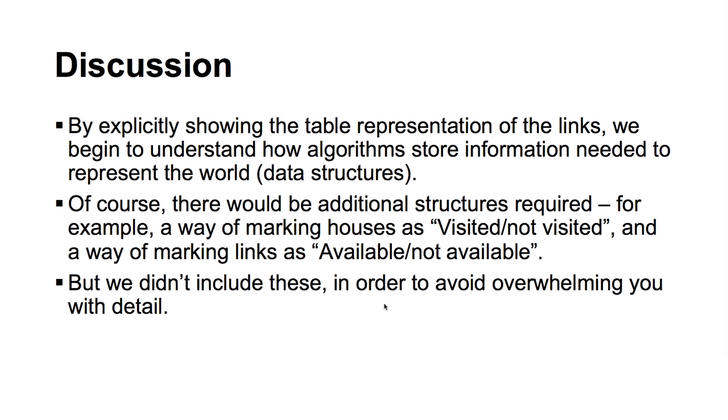So I hope that that's given you an insight into how we can represent information in such a way that it's explicitly encoded. That is the data structures that we'll need to implement our algorithms. Of course, I didn't show you all of the structures that we would need. We'd also need ways of storing the fact that houses were visited or not, what links were available or unavailable, and for keeping track of which links were included in the final network, the final minimum spanning tree. But I didn't want to overwhelm you with detail, but by showing explicitly how we represent the connections between the houses, I've sort of given you a flavour of what's involved.